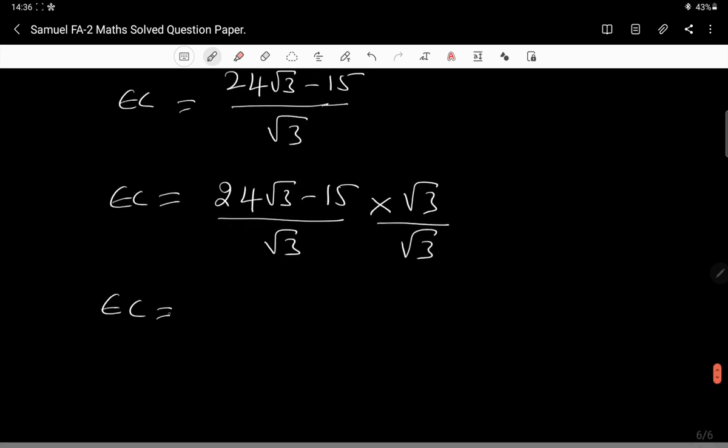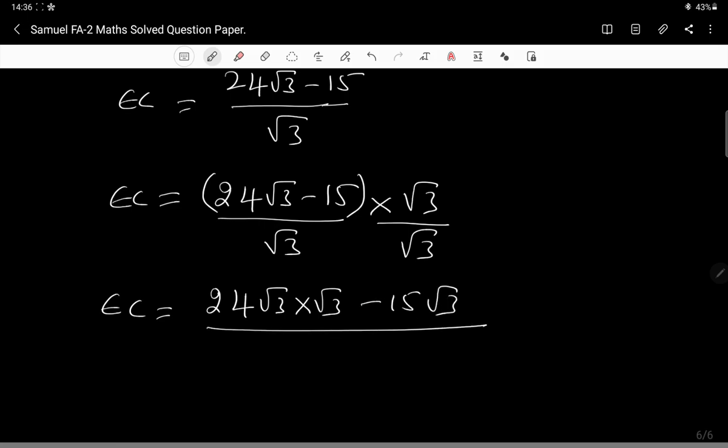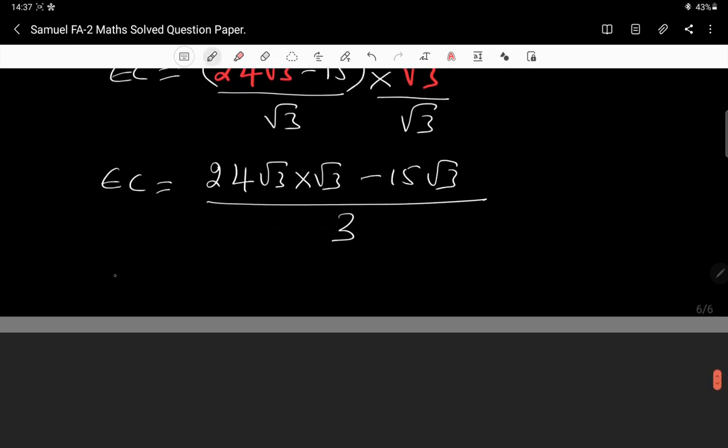Alright, so then I am going to get EC is equal to, now these things have to be multiplied. So that is like 24 root 3 into root 3 minus 15 root 3, divided by, I mean, you know these basic calculations, no? This 24 root 3 has to be multiplied with root 3. So that's why I have written 24 root 3 into root 3. Then minus 15 into root 3. And root 3 into root 3 is 3. Alright, so then basic calculations, we are going to do that.